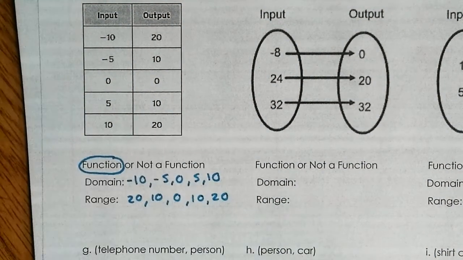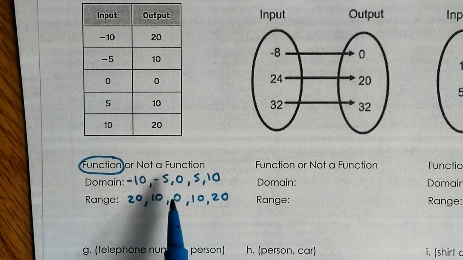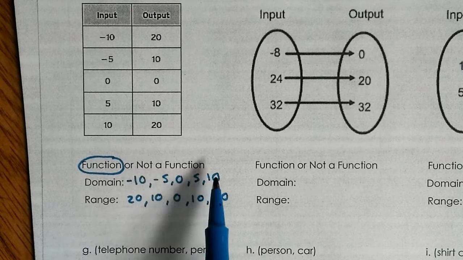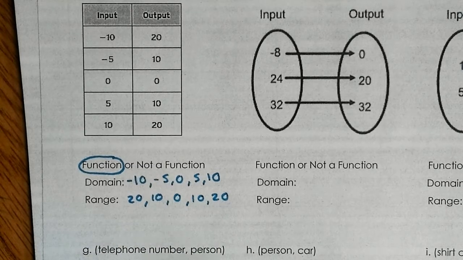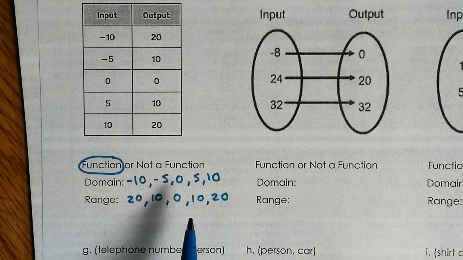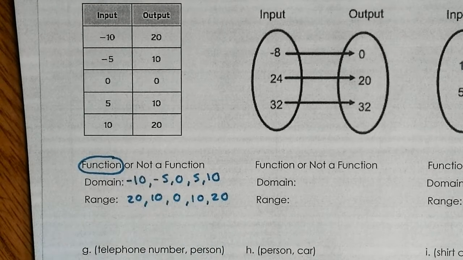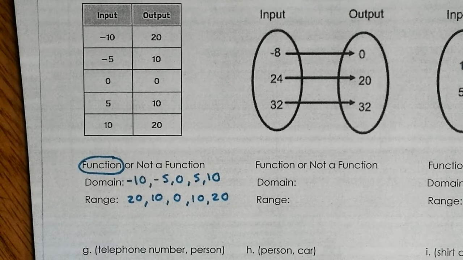20, 10, 0, 10. Good. So all we're focused on for the whole class here: if the domain repeats, it's not a function. That's what it comes down to, because those are our inputs. It doesn't matter about the output, okay? The outputs can repeat. See how there's two 10s right there? That's okay. The outputs can repeat, but the inputs cannot repeat, okay?